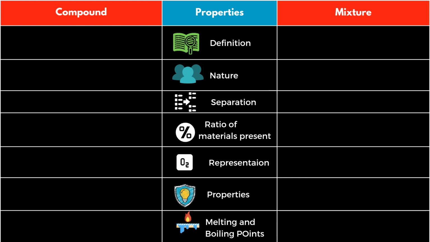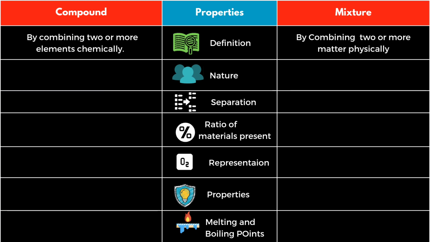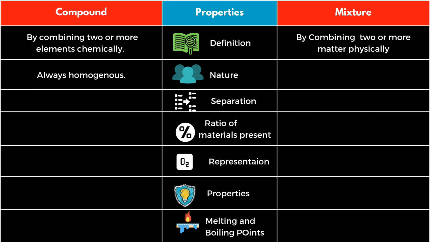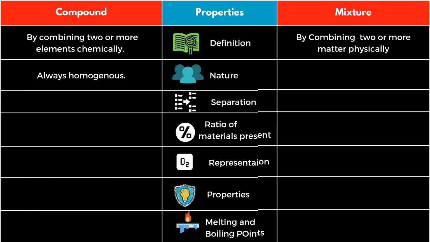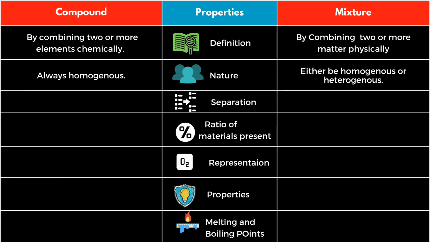By definition, a compound is a substance that is formed by combining 2 or more chemical elements, and a mixture is a substance created from 2 or more matter that can be separated with the help of physical methods. By its nature, a compound is always homogeneous, but a mixture can either be homogeneous or heterogeneous. If we define them by their separation methods, a compound can only be separated by either chemical or electrochemical ways. But the mixture, on the other hand, can be easily separated by physical methods.